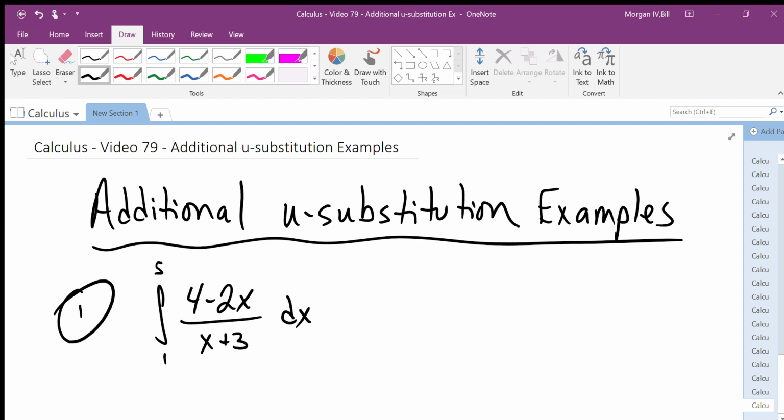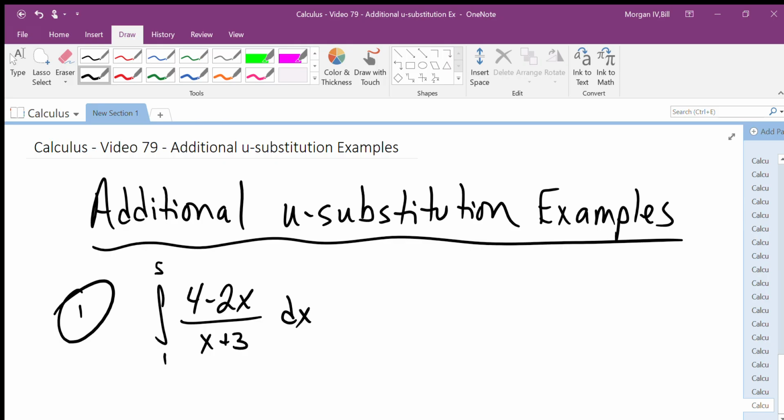Calculus video 79, some additional u substitution examples. So two more examples here. One, just because it never hurts to practice more u substitution, and just trying to give you a plethora of different functions where you might want to use u substitution.